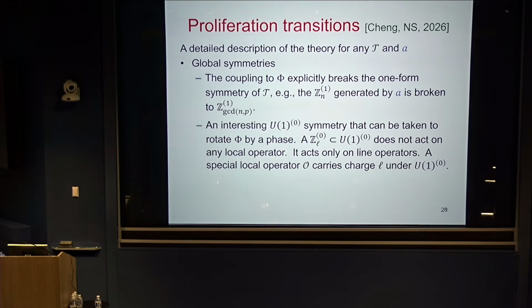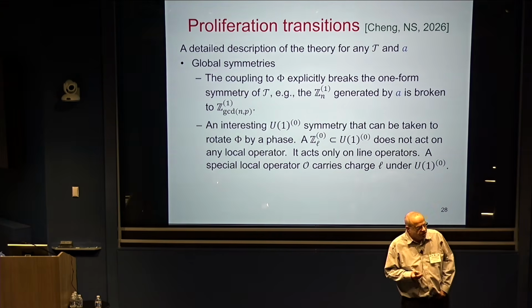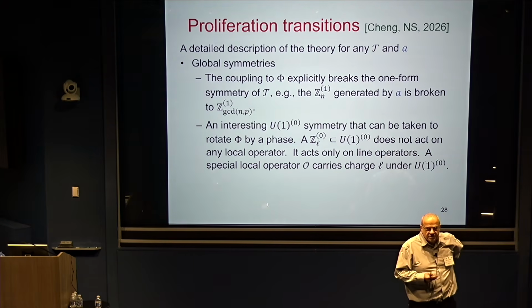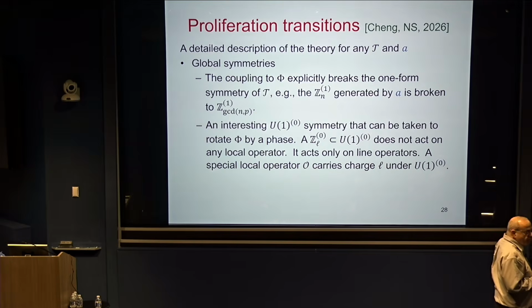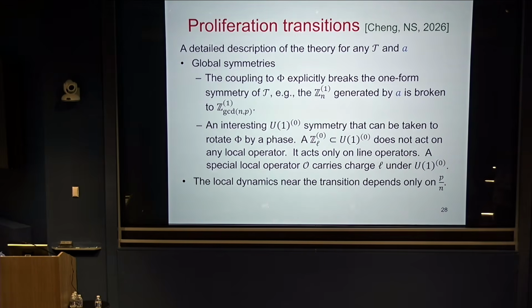Much more surprising was a zero-form symmetry. This system has a U1 symmetry, which is actually extremely subtle. A subgroup of it acts faithfully on point operators, and the rest does not act on point operators, acts only on lines. This would take me too long to explain. This is actually extremely important to understand the other phase. And the theory has an operator, O, that carries charge under that U1 symmetry. It carries charge L under that larger symmetry.